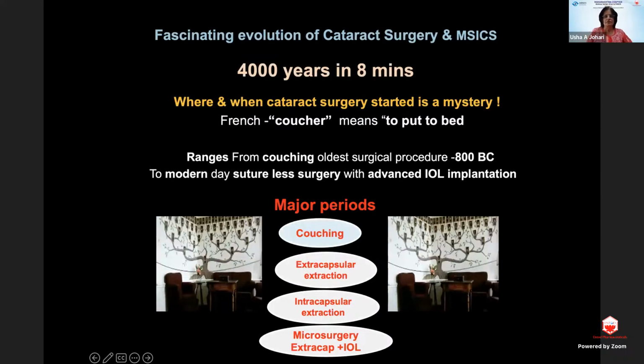So it's such a fascinating evolution of cataract surgery and MSICS. How is it possible to cover 4,000 years in 8 minutes? So let's see how fascinating it was. Where and when cataract surgery started is a mystery. In French, couching means to put into a bed. Cataract surgery ranges from couching, which is the oldest surgical procedure, to today's modern sutureless surgery with the advanced IOL. The major transitions have been between couching, extracapsular extraction, intracapsular extraction, and microsurgery with the foldable lens.